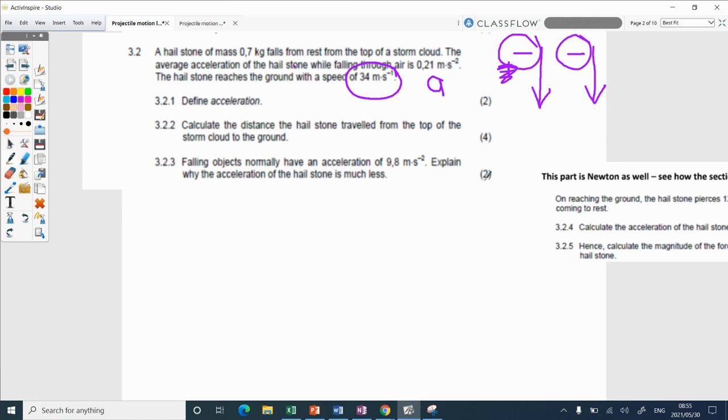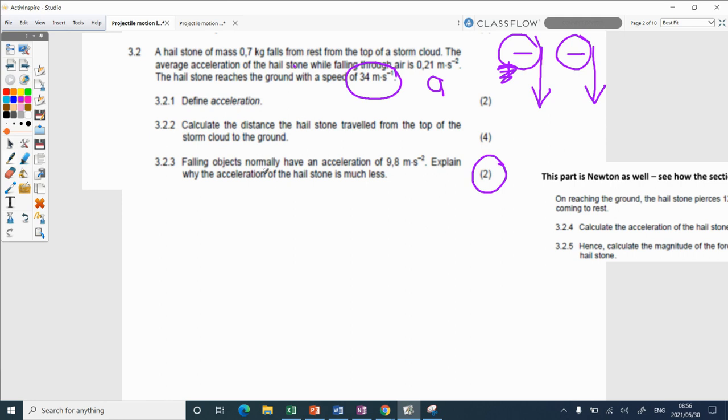Okay, then these explanation questions are where people lose marks all the time. So it's only 2 marks, but they say here falling objects normally have an acceleration of 9.8 meters per second squared. Explain why the acceleration of the hailstone is less. Now please, if you can't explain it in words, remember in physics, not so much in chemistry, you can always draw a diagram to help your explanation. If we can see from the diagram that you know what you're doing, you'll get your marks.